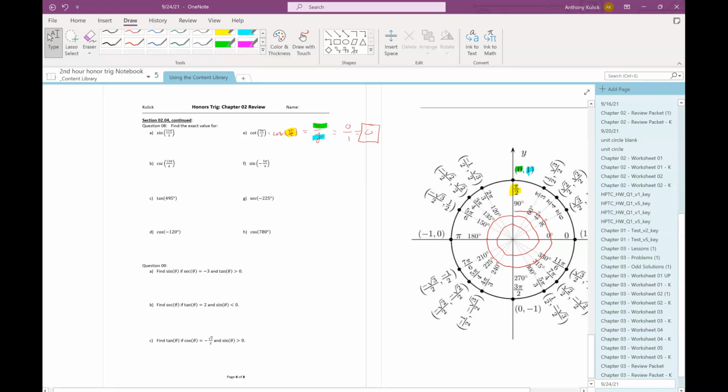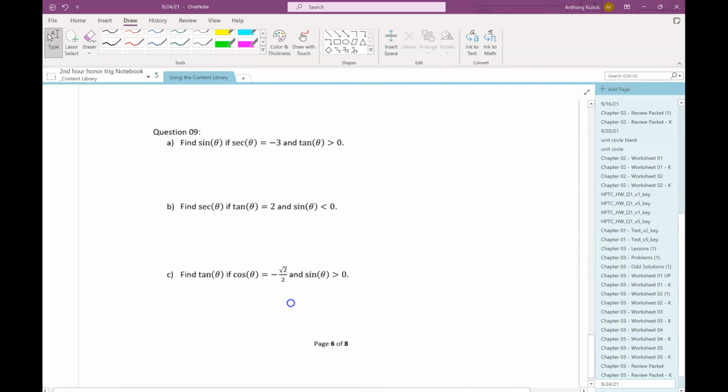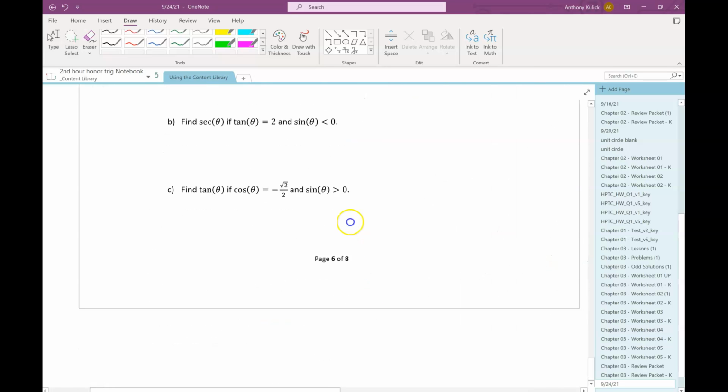Can we do number C, like the second C on page 6? Sure. This one right here? Yes. Okay.